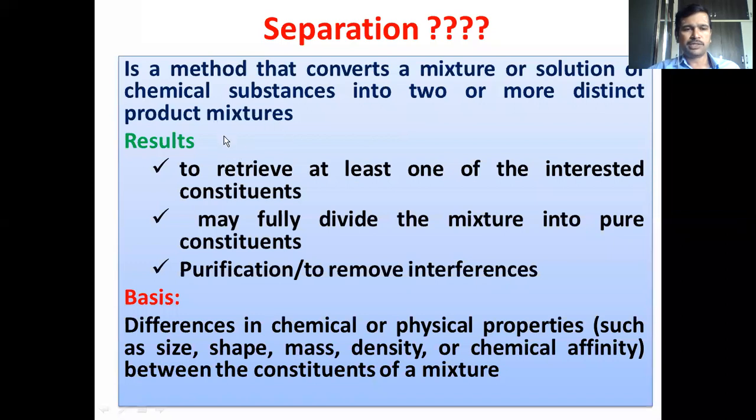So what is the aim of performing the separation? What is the result after subjecting a mixture to a separation process? We may be interested to collect only one constituent of interest which is present in the mixture. So that is going to be the result. We will be able to retrieve at least one of the constituents of interest present in the mixture. Once the separation is over, in our hand we will have a single component that has been separated from other endogenous substances or other matrices or other constituents which are also present in the mixture. And even the separation will be performed in order to divide the mixture into pure constituents.